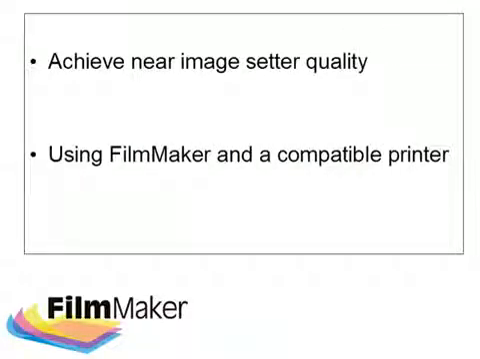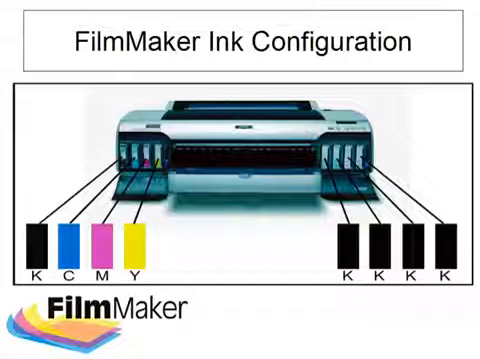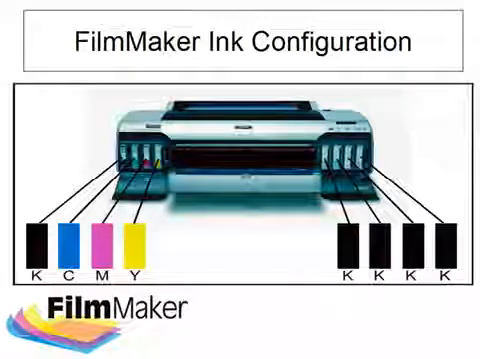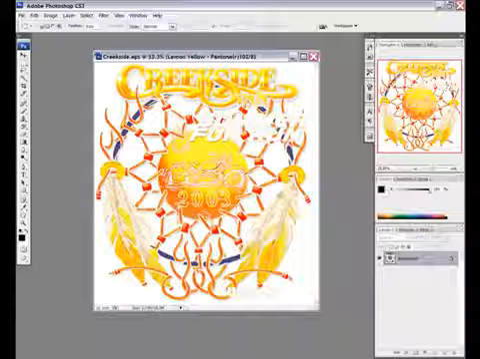In this session, we're going to take a peek at how simple it is to prepare and send your images from Photoshop to Filmmaker's VPM interface and then output to an Epson 4880 that's been set up with the Filmmaker Ink system. Now, this has four extra black channels to enable the production of film steps with a much greater density. Okay, so let's get started in Photoshop then.